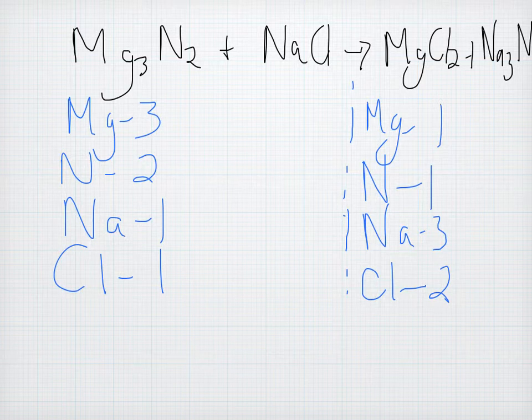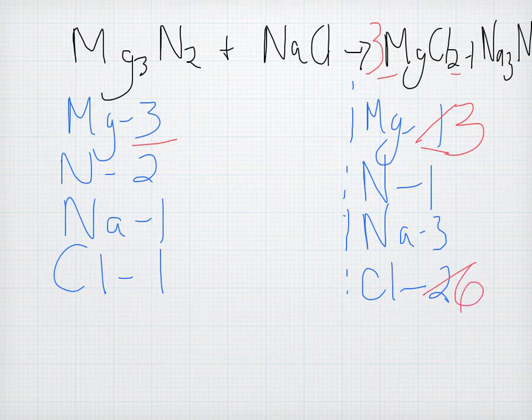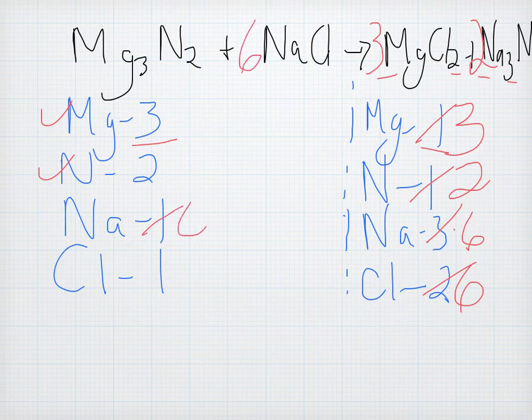Alright, so my Mgs, let's start with them. I've got 3, and I've got 1. So if I put a 3 up front, I now have 3. But I also have changed my chlorine. So I need to do 3 times 2 is 6. Okay, now I need to consider my nitrogens. I've got 2 and 1. Well, can't really do anything right now other than put a 2 out front here. When I do that, that makes us 2, and 2 times 3 is 6. So now my first two are balanced. Now my NaCl, I need 6 of each, so I put a 6 out here, and I'm balanced.